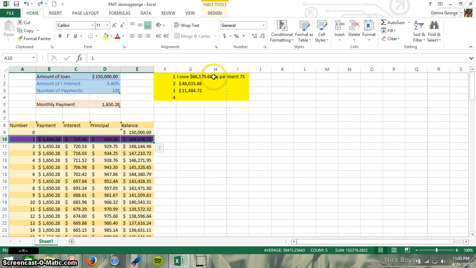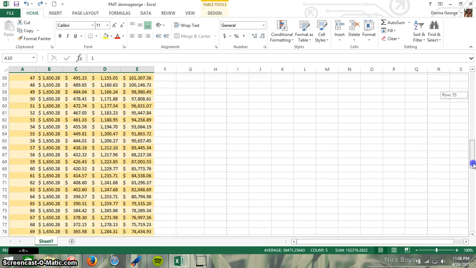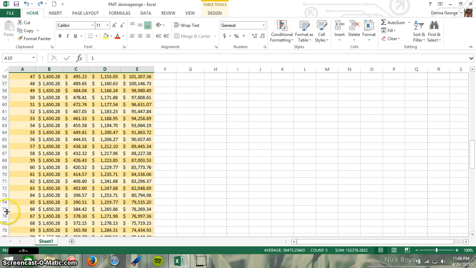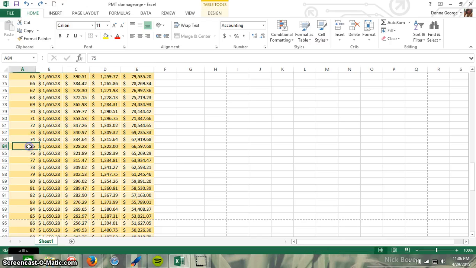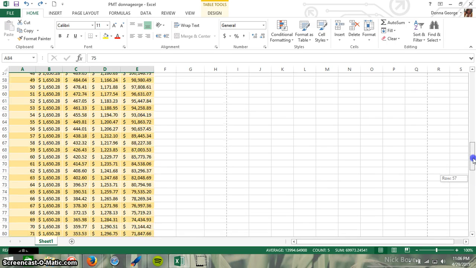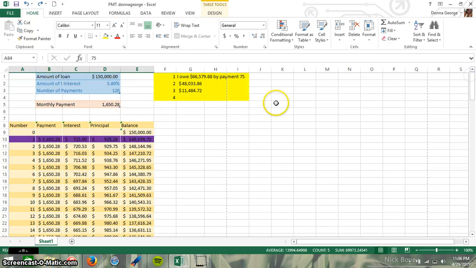For my 75th payment, all I did was went to 75, because this is the number, and at my 75th payment, I would have $66,597.68 left to pay.